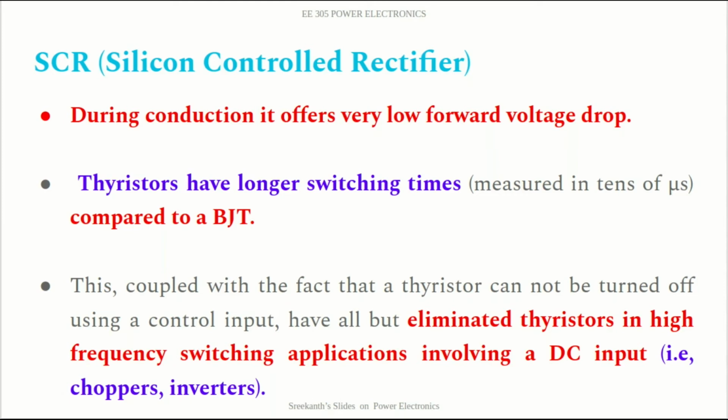Now take this fact along with the fact that you cannot actually turn off the thyristor when you require, and you can see that these features have eliminated thyristors in high frequency switching applications involving a DC input. That is, in choppers or inverters, you never see a thyristor because of these two conditions. One is that they take larger switching times, and moreover you cannot turn off as and when you require. It has to turn off on its own.